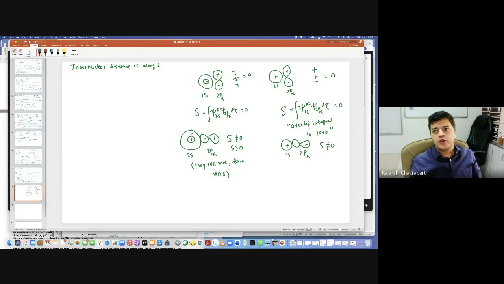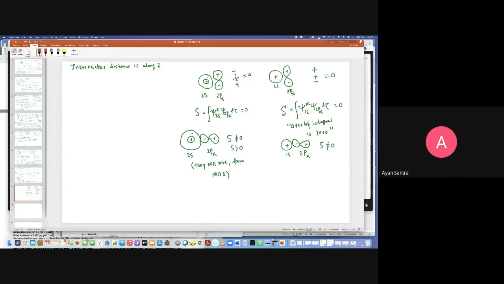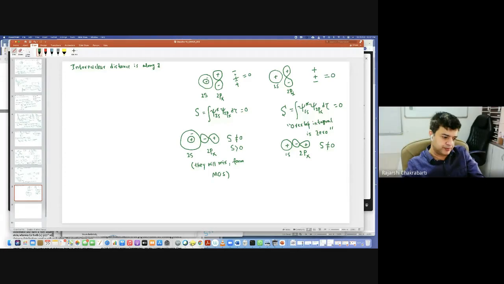What about 2p from one lithium and 2p from the other lithium? Will they mix? Yes, sir, they will. They will mix, no? So what kind of mixing can they have? They can have a situation, so let us draw like this. Sorry for this bad drawing. This one.